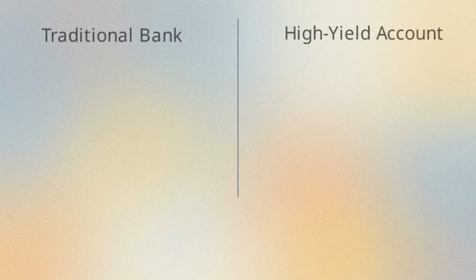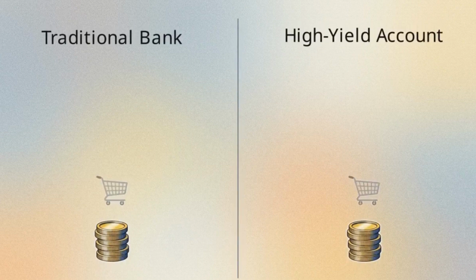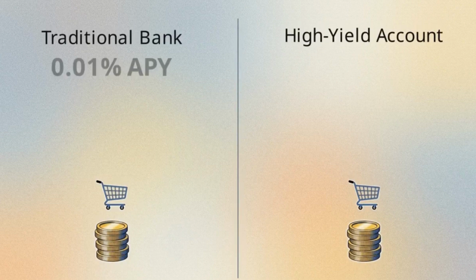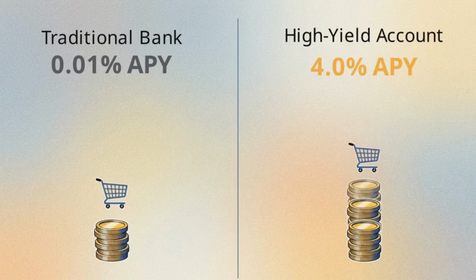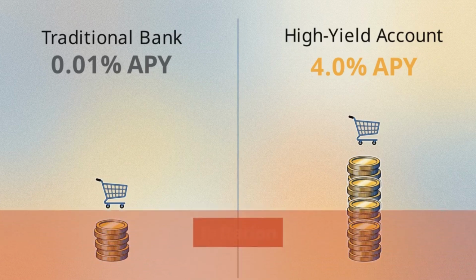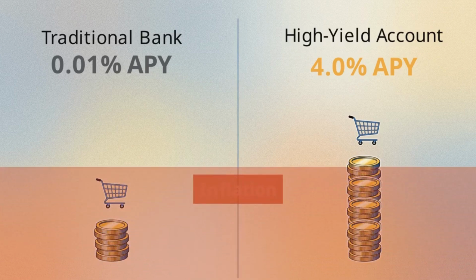This chart compares the earnings from that same cash in different environments. On the left, a traditional account offers almost no return. On the right, a high-yield savings account pays 4%. While insured, low-yield accounts provide no inflation protection. If goods rise faster, your money loses its ability to buy things.